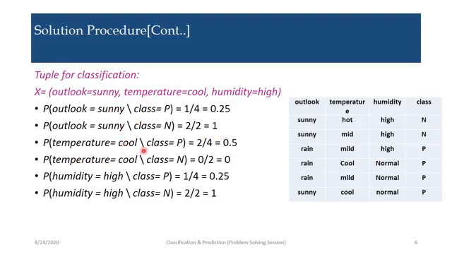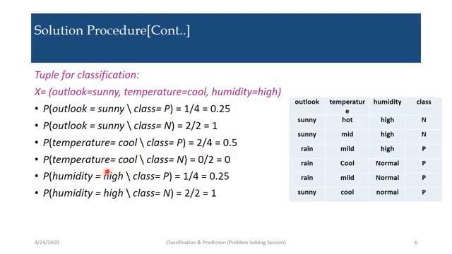So P(temperature = cool | class = P). You can see here cool and class is equal to P, cool and class is equal to P. So there are 2 tuples out of 4 tuples. There are 4 positive tuples, P value, so 2 tuples stand for temperature is equal to cool. So 2 by 4 it is 0.5.